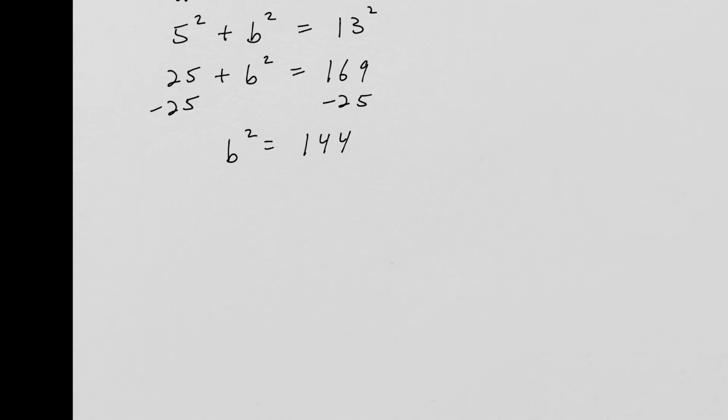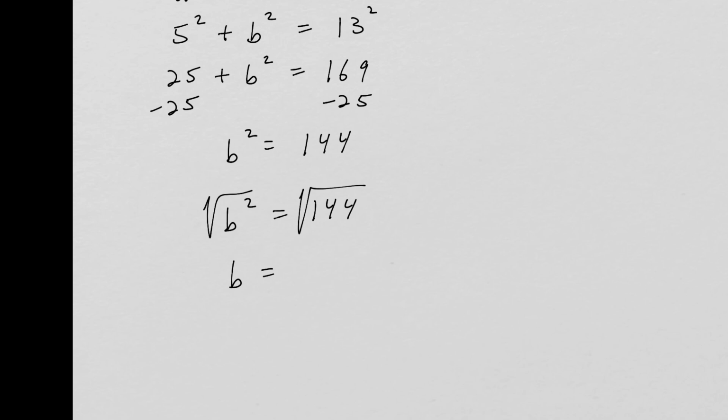And then how do I get b? Well, I need to undo the square by taking the square root, right? If I take the square root, whatever I do to one side, I have to do to the other side. And again, we're just going to assume it's the positive square root. So b here is equal to, well, what's the square root of 144?